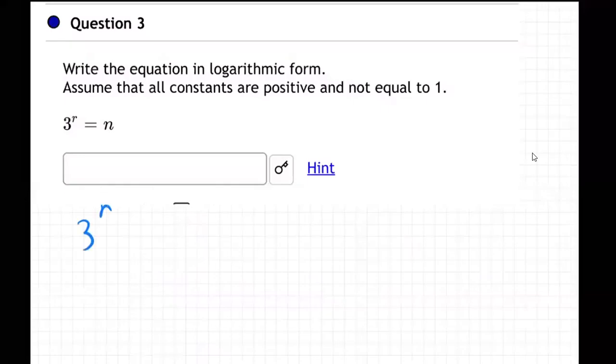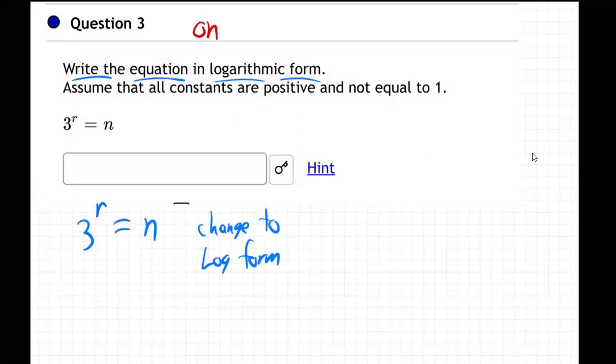Okay, so 3 to the r equals n. See what we can do here. They want us to write the equation in log form. So we're going to change it to log form.